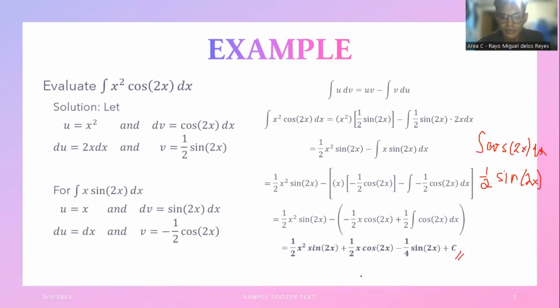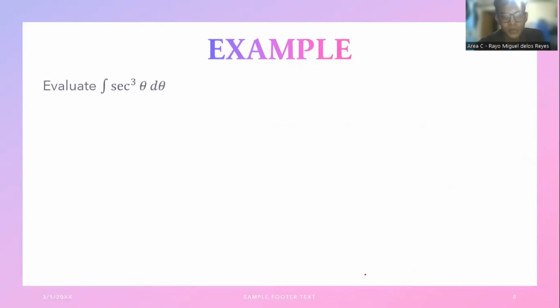Ayan. And then for the last example, we have the integral of secant cube theta d theta. So, paano naman ito na isa lang yung function natin? So, alam natin na the integral of secant cube theta d theta is the integral of secant theta times secant squared theta d theta. Ayan. And then, apply na natin yung integration by parts. So, bago yun, maglalet tayo.